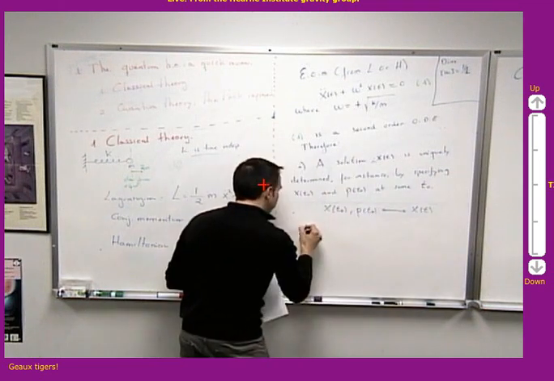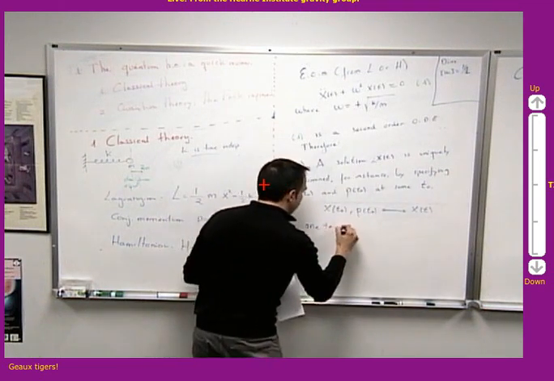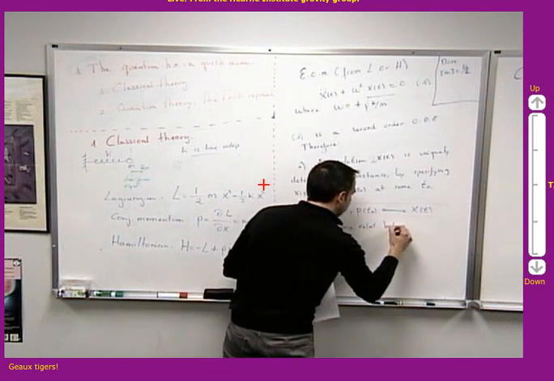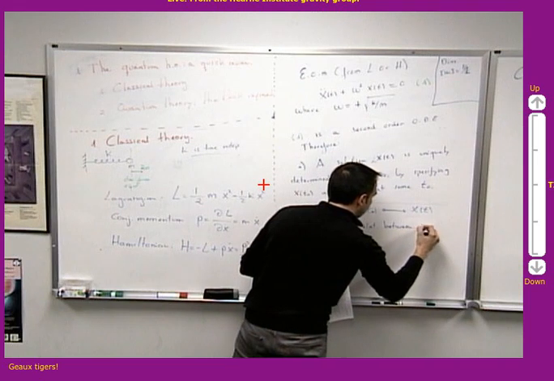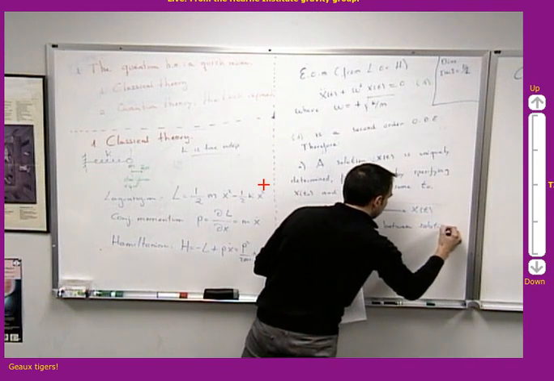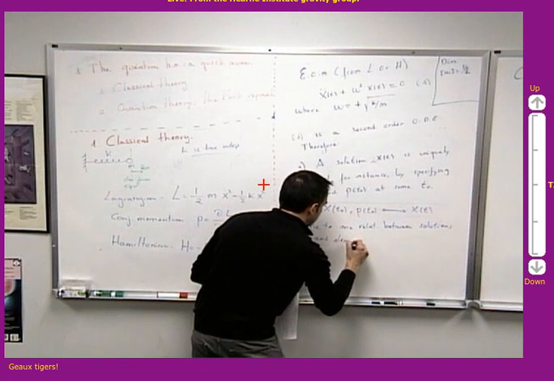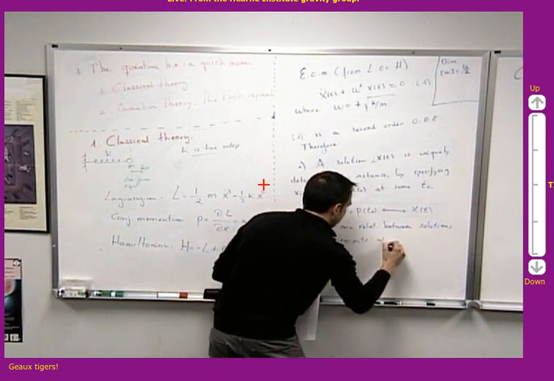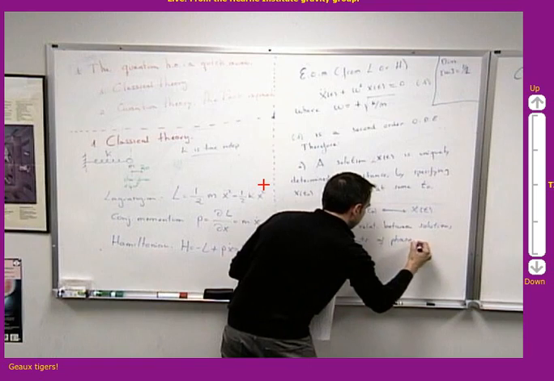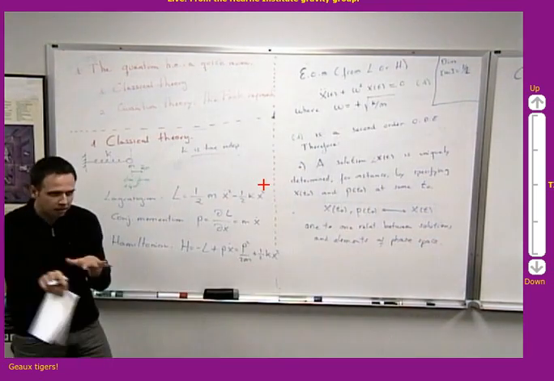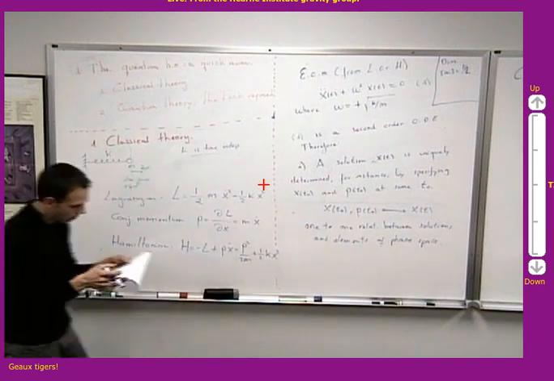So there is a one-to-one relation between initial positions and velocities and solutions. So if you want, there is a one-to-one relation between solutions and elements of the phase space. Recall that the phase space is just the space of initial positions and momenta.